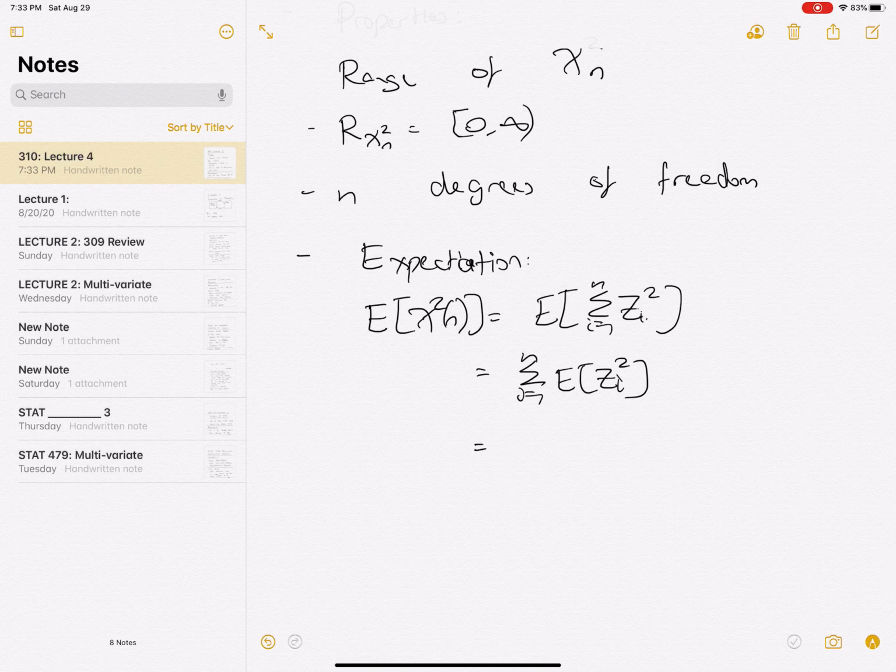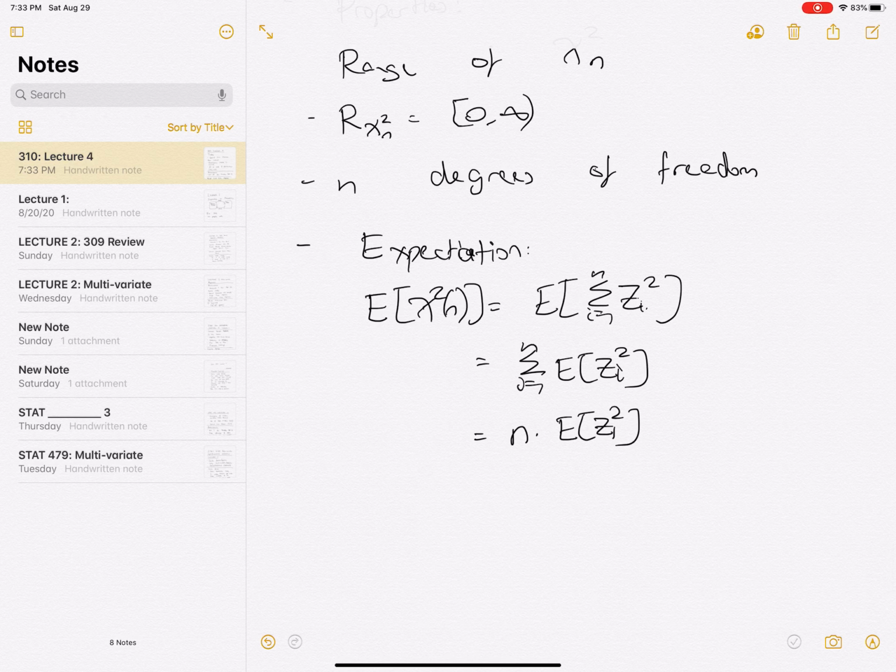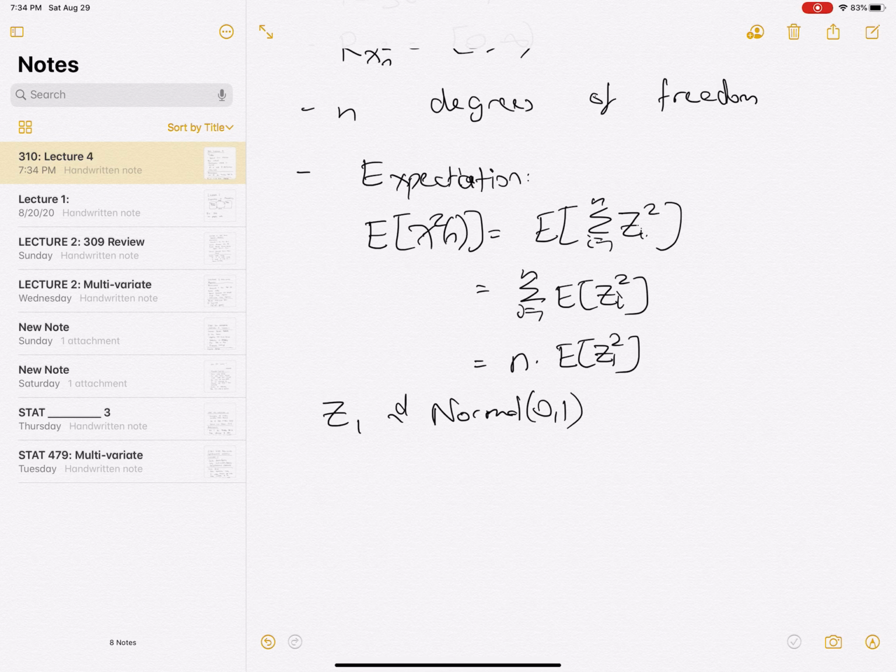So any thoughts on what that is? Remember that Zi is normal 0, 1. Because they're normal and identically distributed, you can just write this as n times E of Z1 squared. Z1 is normal 0, 1.